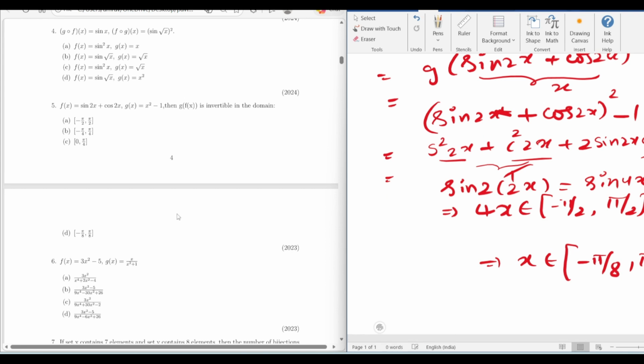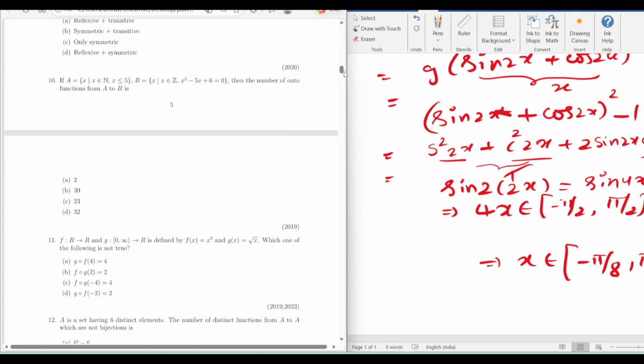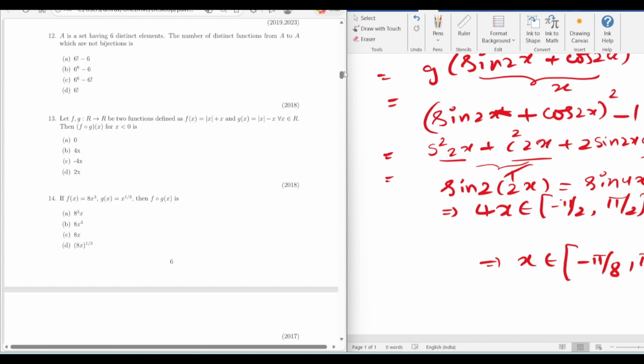So which is the right option here? Option D is the correct answer. And in the fourth question, option C was the correct option. So this is how you solve the questions with respect to relations and functions, and I'll be discussing the other questions from this chapter, from all the previous year questions with short tricks, in coming videos.